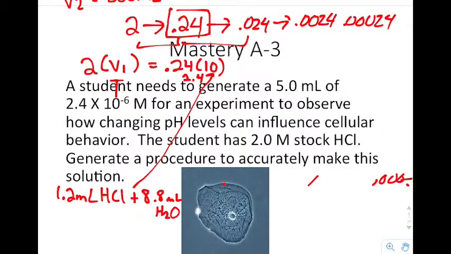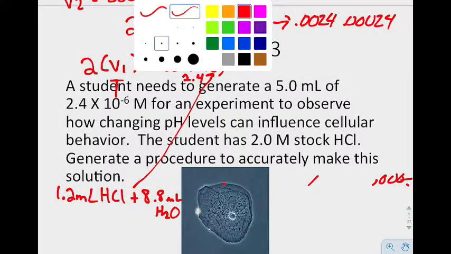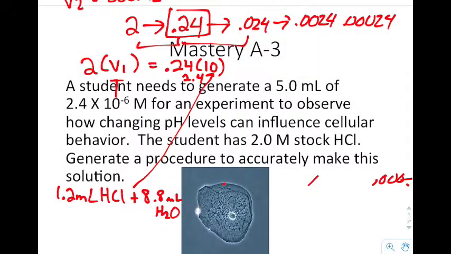So now to go from 0.24 to 0.024, we're going to change the color just so it's a little easier to see. You have 0.24, and you don't want to use the entire 10 mil sample. You notice how we made 10 mils right here? You don't want to use that entire sample. Instead, we're going to take 1 mil out, a smaller volume, and then on the other side, we're going to produce 0.024, and we can figure out what we need to dilute it to.